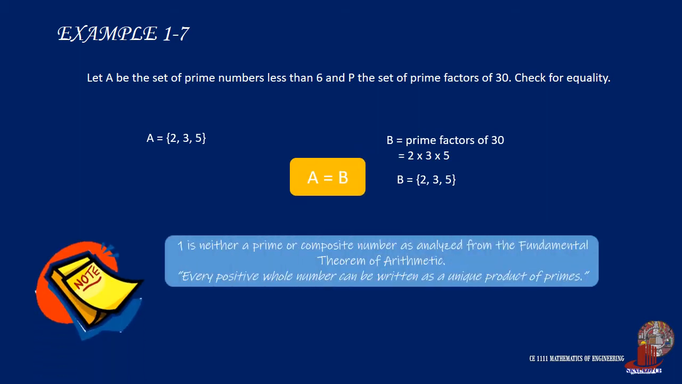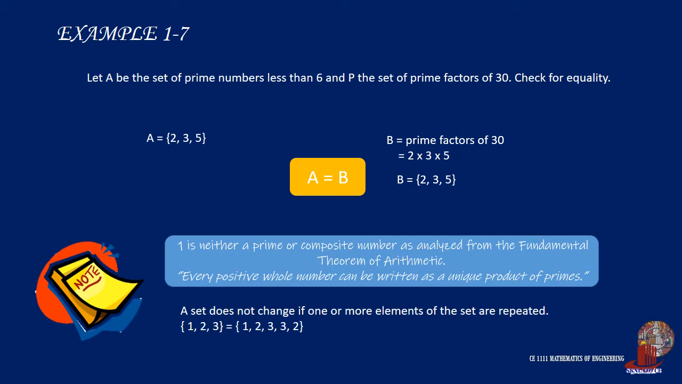Note that 1 is neither a prime nor composite number as analyzed from the fundamental theorem of arithmetic. It states that every positive whole number can be written as a unique product of primes. A set does not change if one or more elements of the set are repeated. For example, the sets A = {1, 2, 3} and B = {1, 2, 3, 3, 2} would be equal since each element of A is in B and vice versa. That is why we generally do not repeat any elements in describing a set.